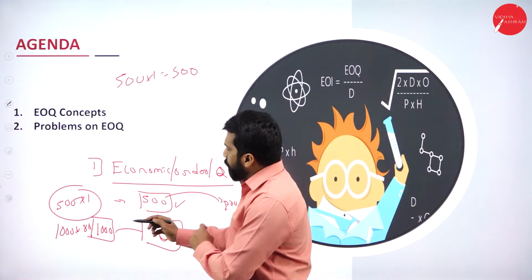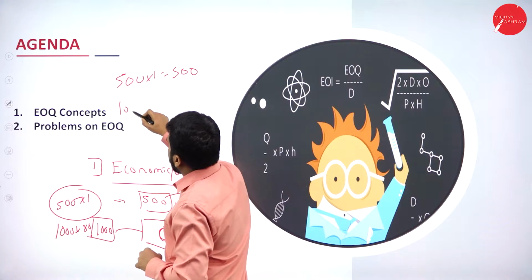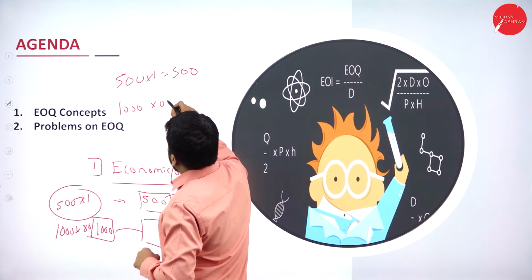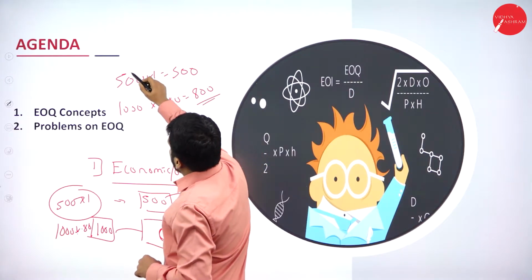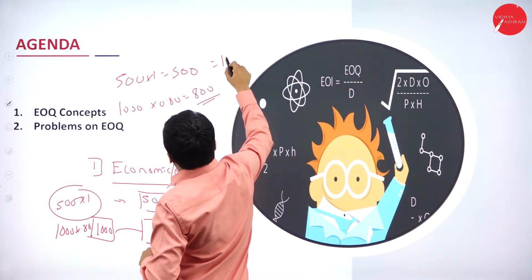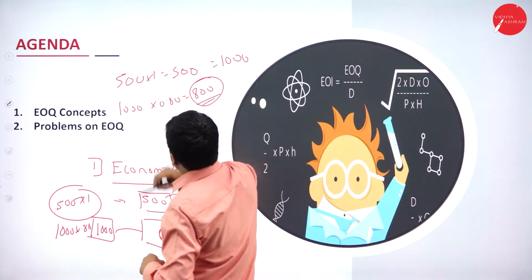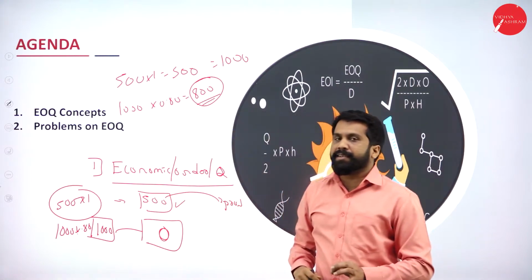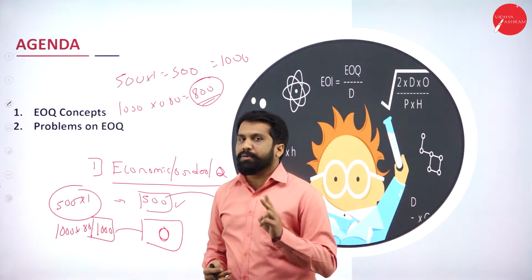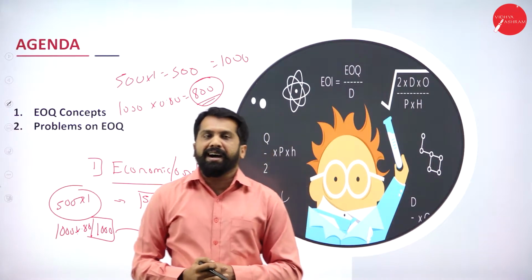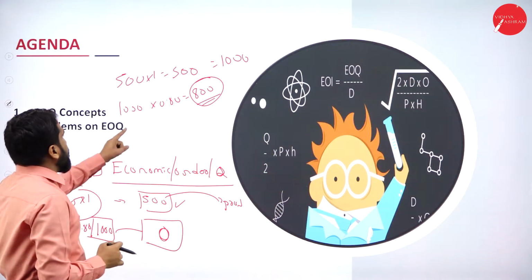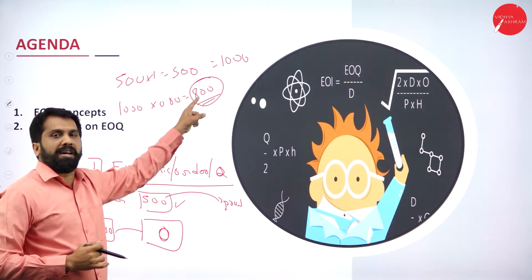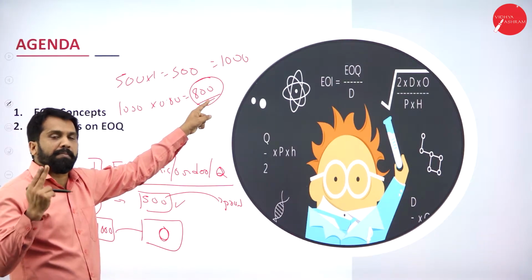Now, if you go for 1000 quantity, 80 paise, 800. If you want 1000, it will cost you 1000 rupees, but here it is costing only 800. How much are you saving? 200. Will you go for that? The answer is yes or no. Directly you will say yes, I'll go for this only. Why? Because I can save 200.